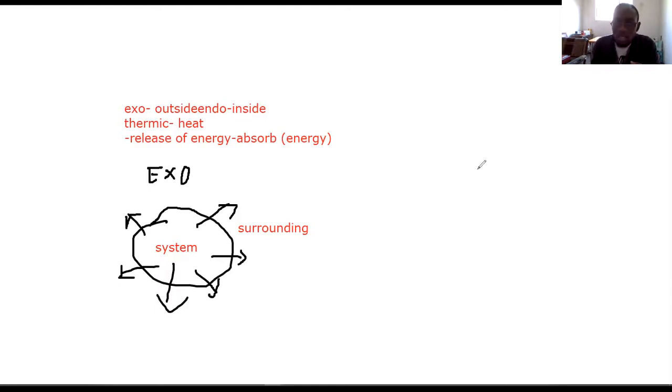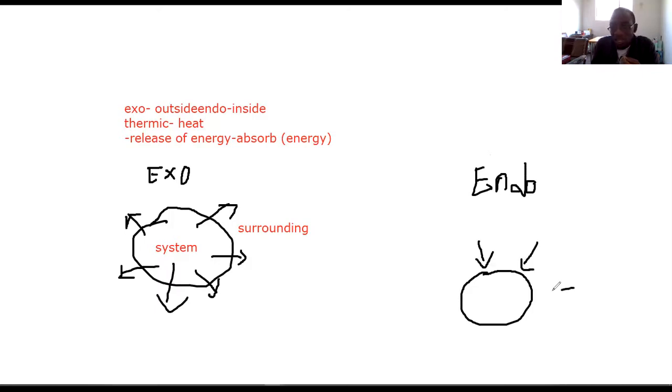Now the opposite is an endothermic. What happens in an endothermic? You have a system and the surrounding. But in this case, the surrounding is now giving heat to the system, and the system is absorbing the heat. So that is the difference.